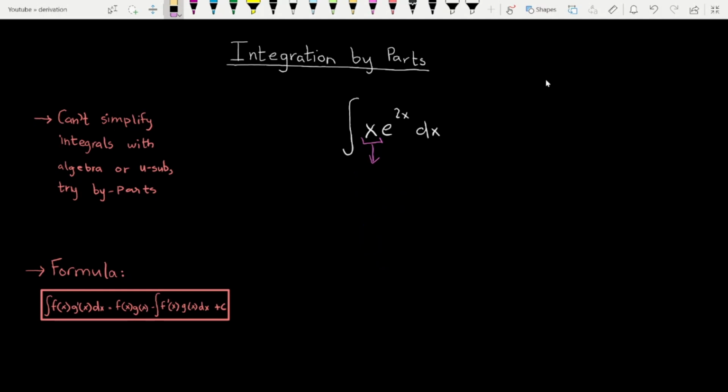What if I differentiate this? So I know if I differentiate the x, it's just going to become 1. Now that right there is useful because now I've simplified the x into a constant. I've simplified it into 1.